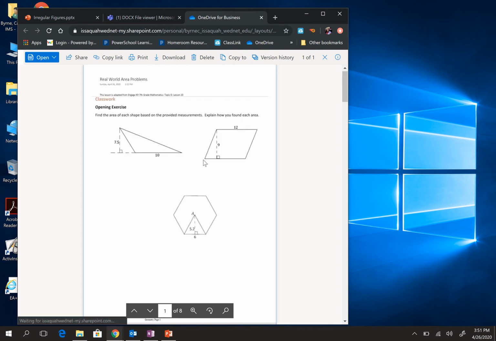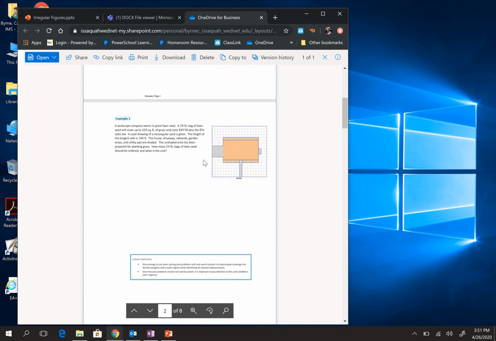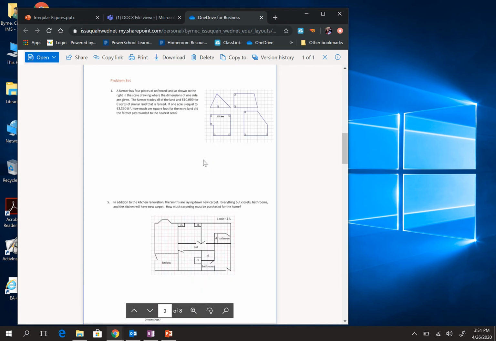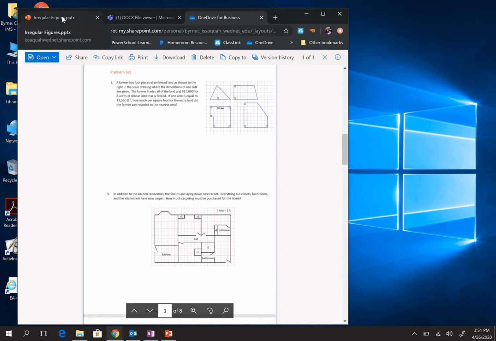It does have some of the work we're going to be doing today. So we're going to do this part together, and then these two problems are going to be your assignment for the day. So you're going to need those 2 pages. The answer key is after that. So just a heads up.